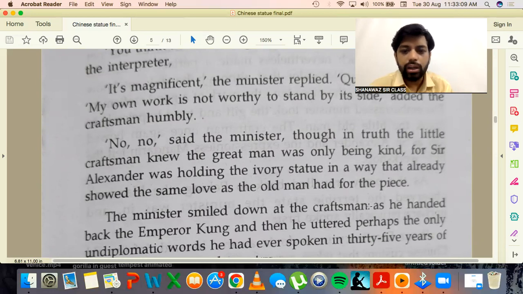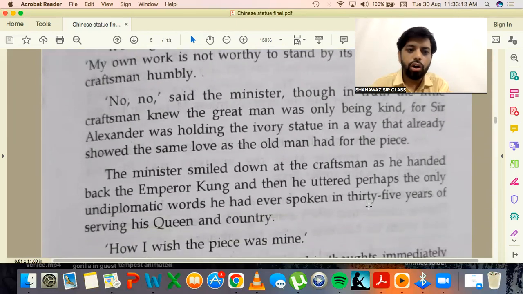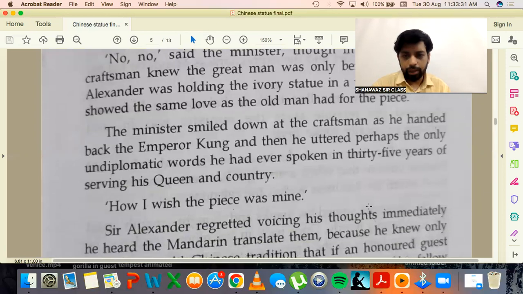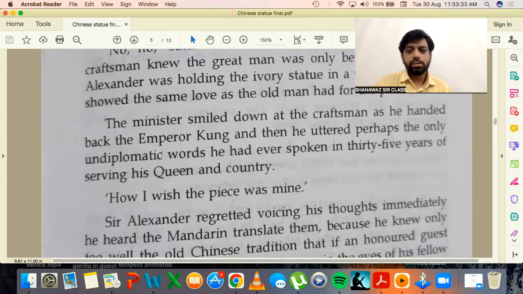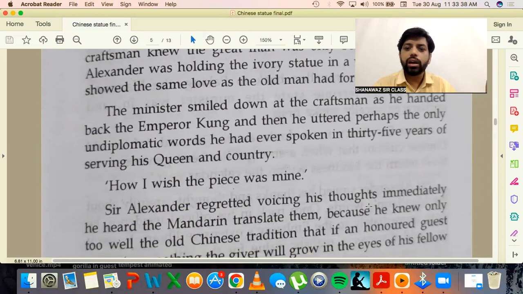The minister smiled at the craft as he handed back the emperor's king, as he uttered perhaps the only undiplomatic word that he has ever said in his whole lifetime. So this man, Alexander Heathcote, when he was watching the Chinese statue, by mistake he said, "I wish I had the piece." He said, "I wish I had it." So there is a custom in China that if a guest comes and says, "I wish I had it," and if it is possible, you have to give that gift to that guest.